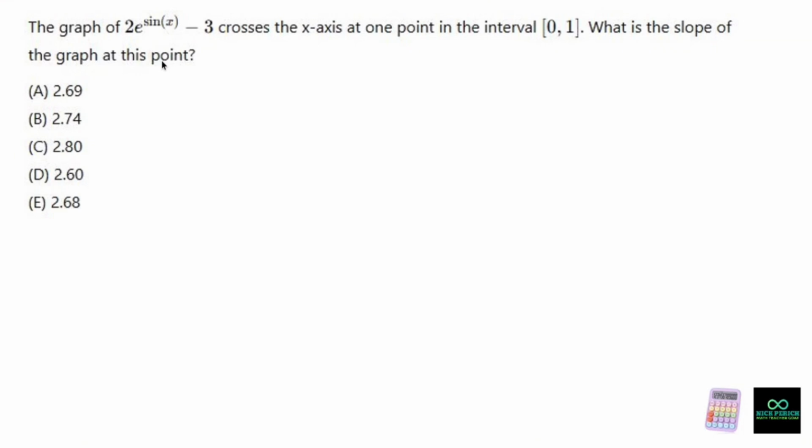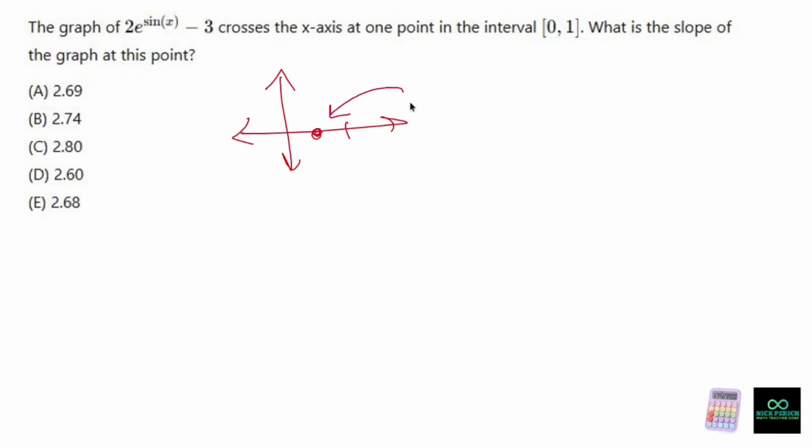The graph of 2e to the sine x minus 3 crosses the x-axis at one point in the interval [0, 1]. What is the slope of the graph at this point? All right, so this is a calculator problem. What I need to do is I need to do two things. I need to find out where this guy crosses the x-axis.